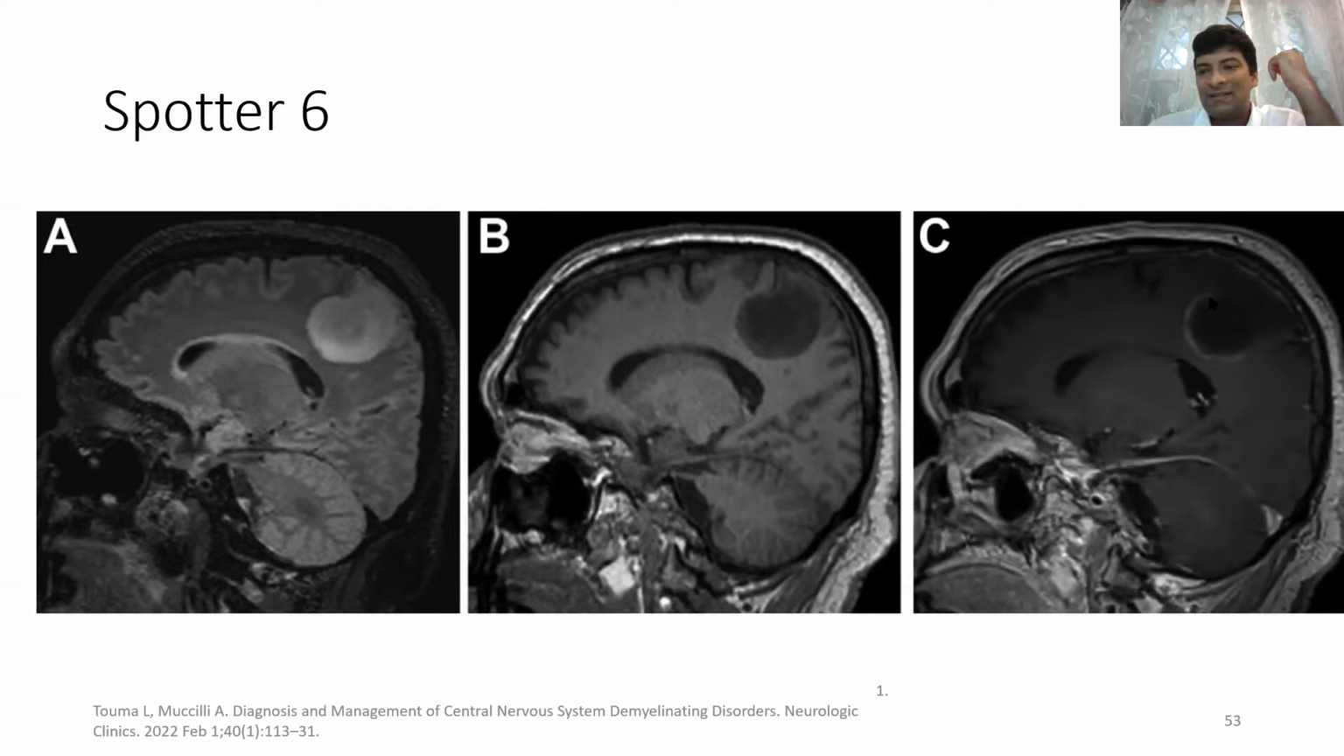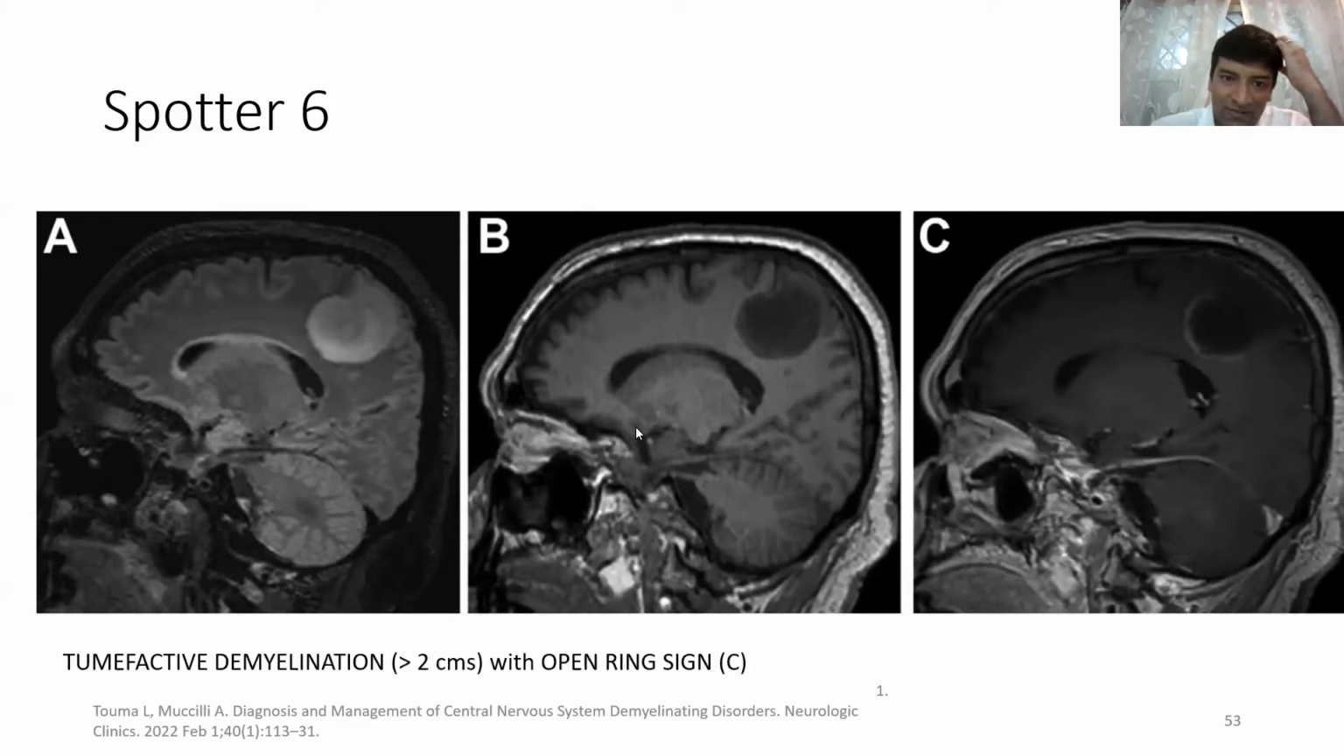So why is it an open ring? Because it's advancing into the white matter. And as it burns its way in, the advancing edge is active while the rest is already damaged. And towards the gray matter, there's not much activity. So that's why it produces this open ring. So this is tumefactive demyelination, diagnosed with the open ring sign and a large lesion size, more than 2 centimeters.